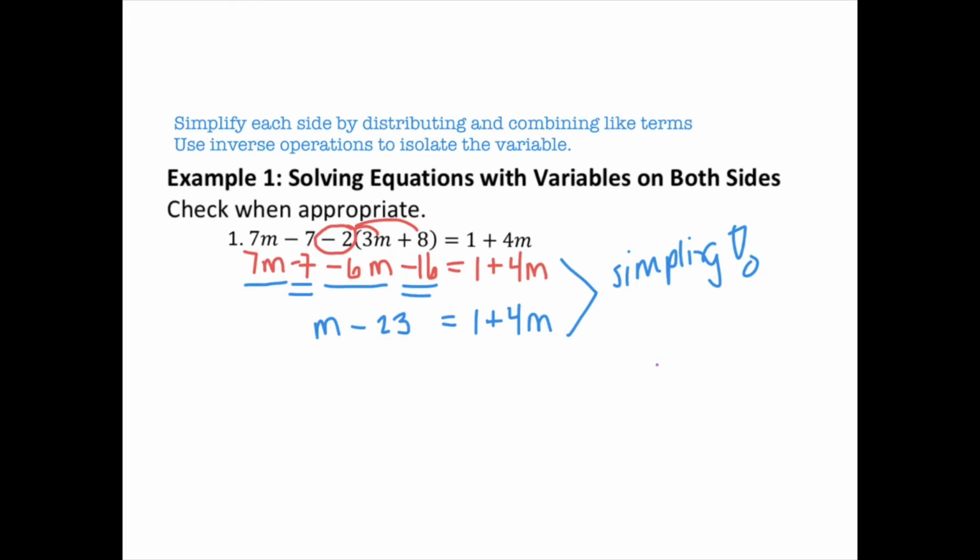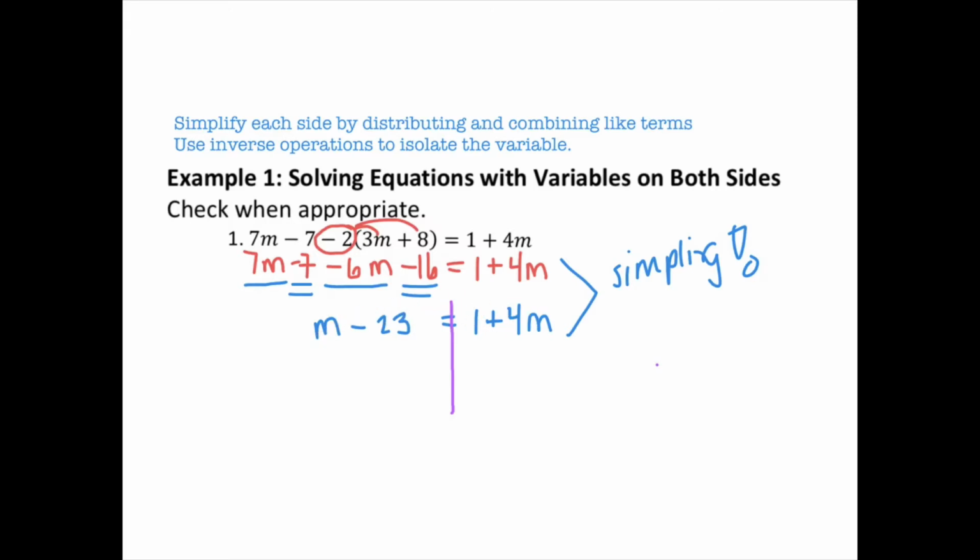Now for solving, we're going to be using inverse operations. So notice that I have a variable over here and I have a variable here. I need to move them together, and when we cross this equal sign right here, and sometimes I like to draw a line down there, I need to move this 4m over here. So I'm going to cross this purple bar. I'm going to cross the equal sign.